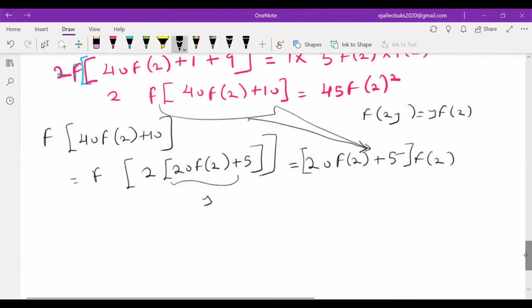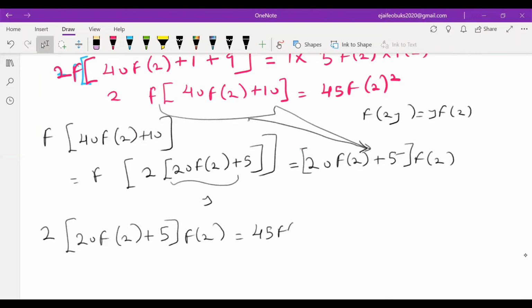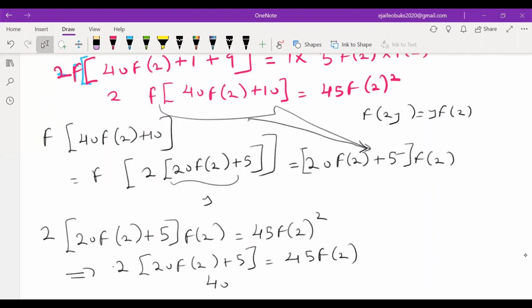So I can rewrite that as 2 times 20 f of 2 plus 5 times f of 2 is equal to 45 f of 2 squared. And since f of 2 is not 0, that means 2 times 20 f of 2 plus 5 is equal to 45 f of 2. I expand: 40 f of 2 plus 10 is equal to 45 f of 2.